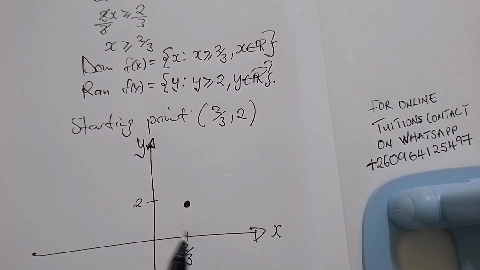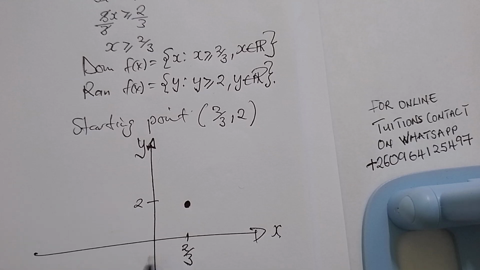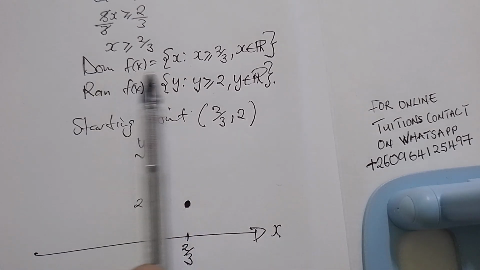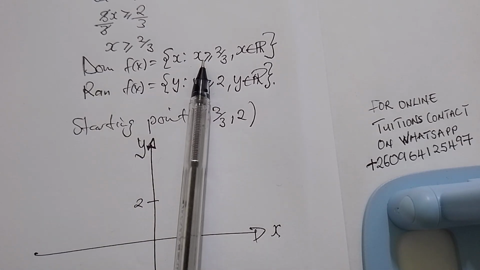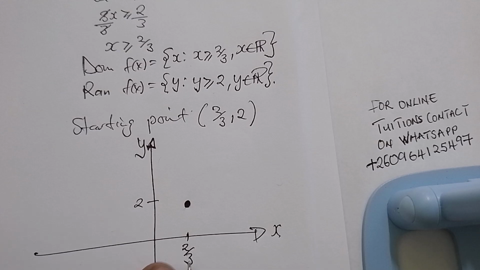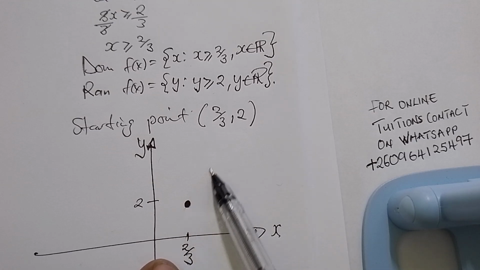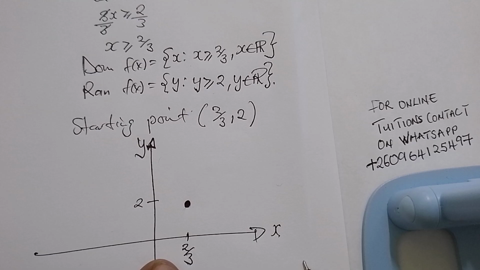Now, since it is starting from here, we have four possibilities of the graph. The graph is going to be in that direction. It's going to be down here, down there, or down there, or up there. What you're trying to do here is to identify which of these graphs is correct. So here we check for the domain. The domain states that x is supposed to be greater than or equal to 2/3. So we're on 2/3 here. Greater than is this side. So we know that the graph is going to be on the right hand side. So we have two possibilities now. The graph is going to be on top there or it's going to be down there.